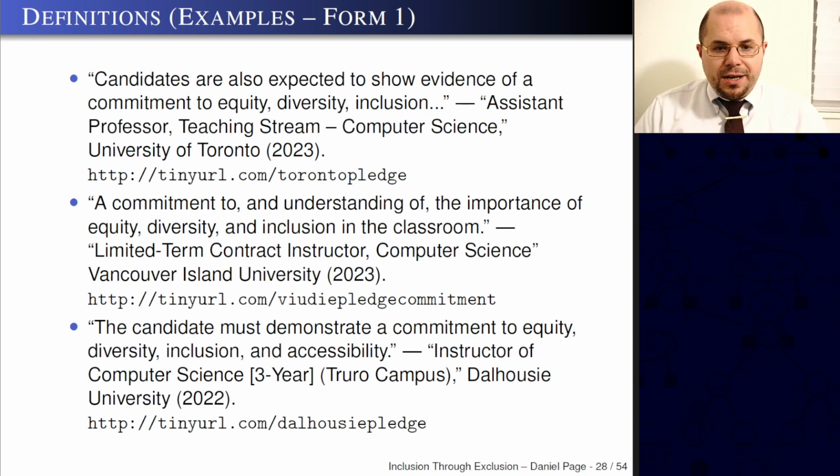And the third one here I have from Dalhousie for the Truro campus. This was for a position where they were going to be the only instructor at that campus, from my understanding. You can take a look at the ad and see for yourself. It says the candidate must demonstrate a commitment to equity, diversity, and inclusion and accessibility. So see, these are all forms of the first kind.